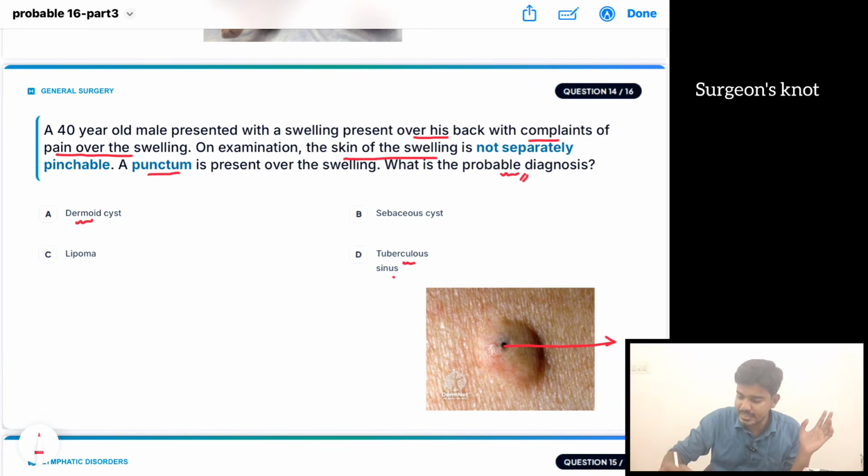Then tubercular sinus, here there is no opening. Sinus na there has to be opening. Tubercular sinus most commonly enga varum, neck la dhaan varapodhu.